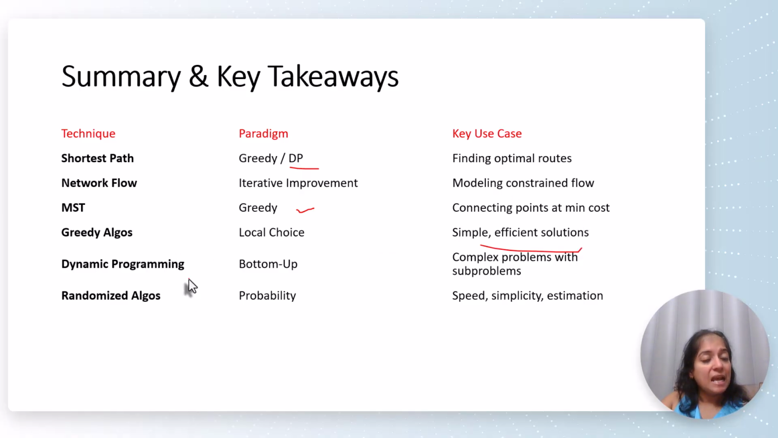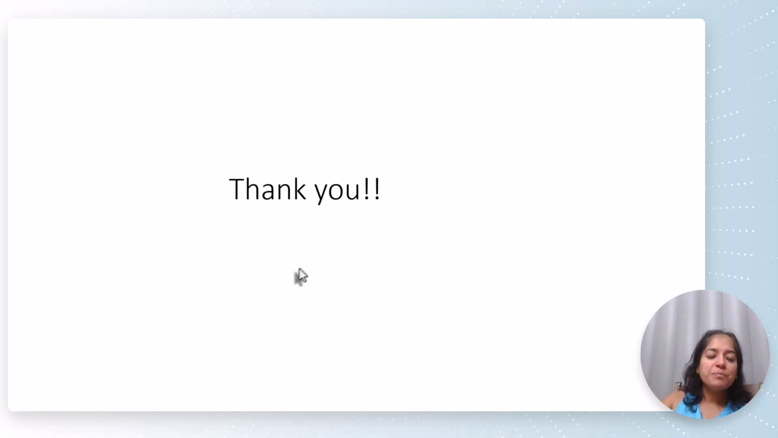On the other hand, dynamic programming works on the bottom-up concept. We divide the problems into subproblems and overlapping problems, and then we use memoization or tabulation to solve them. So it can solve complex problems with subproblems. And then the randomized algorithm, which is based on probability and random numbers. It has speed, simplicity, and estimation, right?